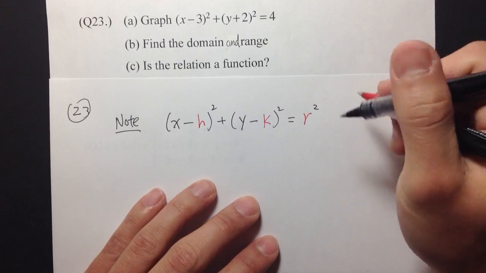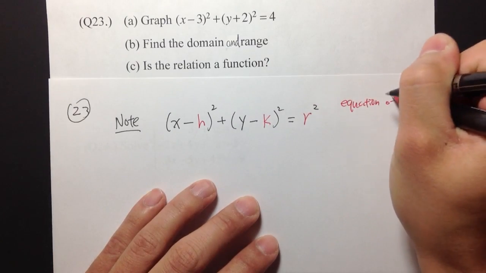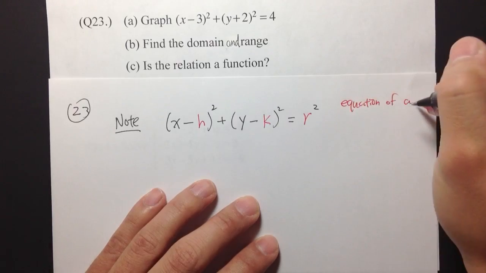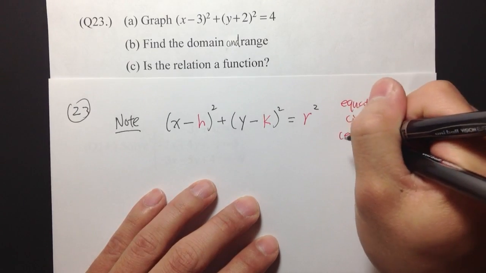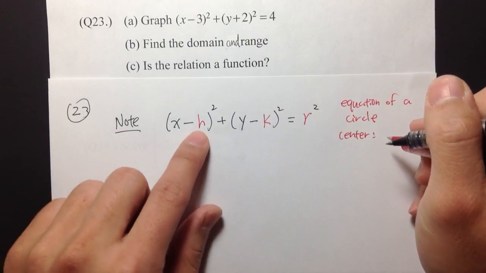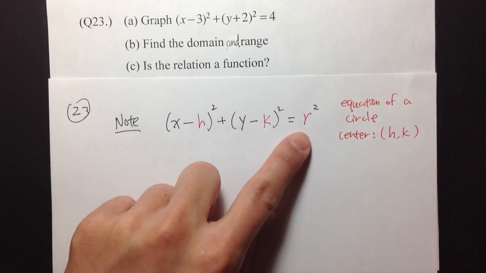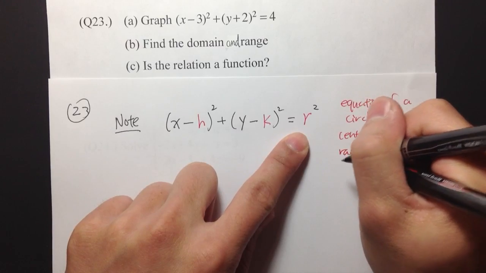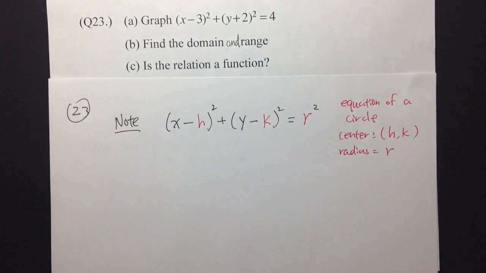So I'll make a note right here. This is an equation of a circle. I'll write it right here. And the center is at h, comma k. And the radius is r. The radius of the circle is equal to r. Okay.